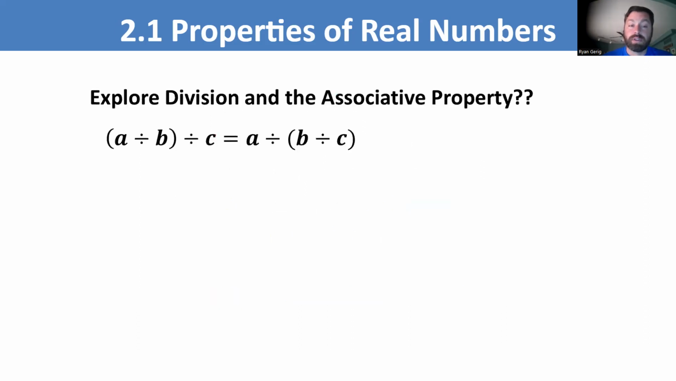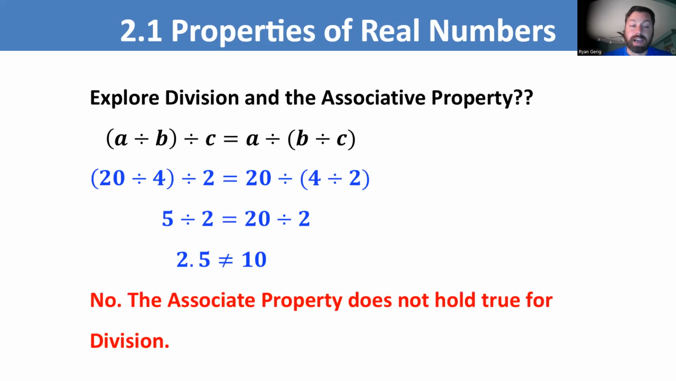Does it work with division? It does not. 20 divided by 4 divided by 2. We'll do 20 divided by 4 first. That gives me 5. And then do 5 divided by 2. That gives me 2.5. What if I group the 4 and the 2 together? 20 divided by, and then you do 4 divided by 2, which gives you 2. 20 divided by 2 is 10. The associative property does not hold true for division.